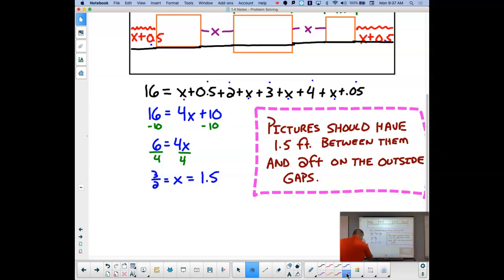Just an answer of 1.5 feet there does not answer the question. The question is, how do we position the pictures? Okay? It always helps after you get an answer to go back into the problem and reread that last sentence where you figure out what you're going to need to find for that particular problem. Okay?